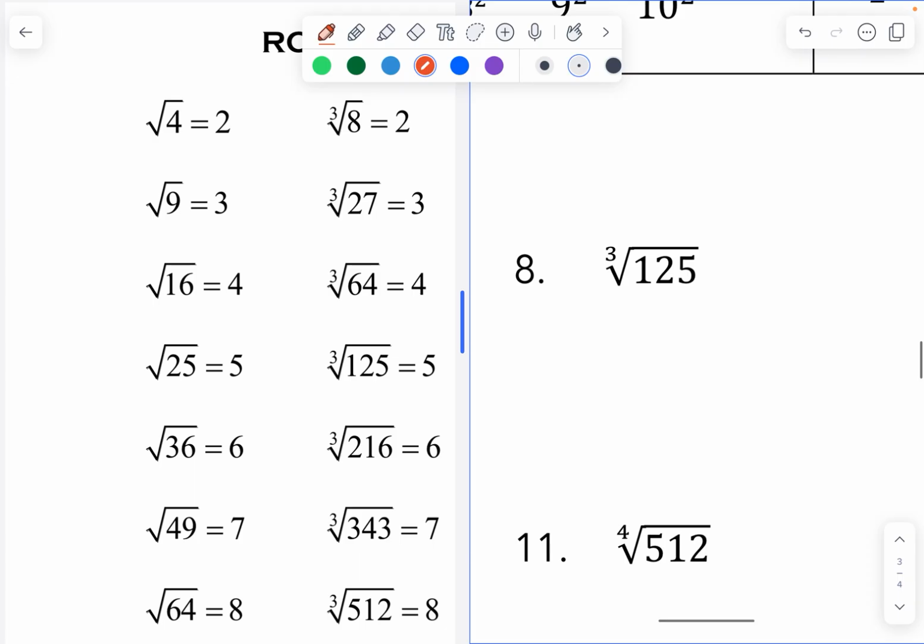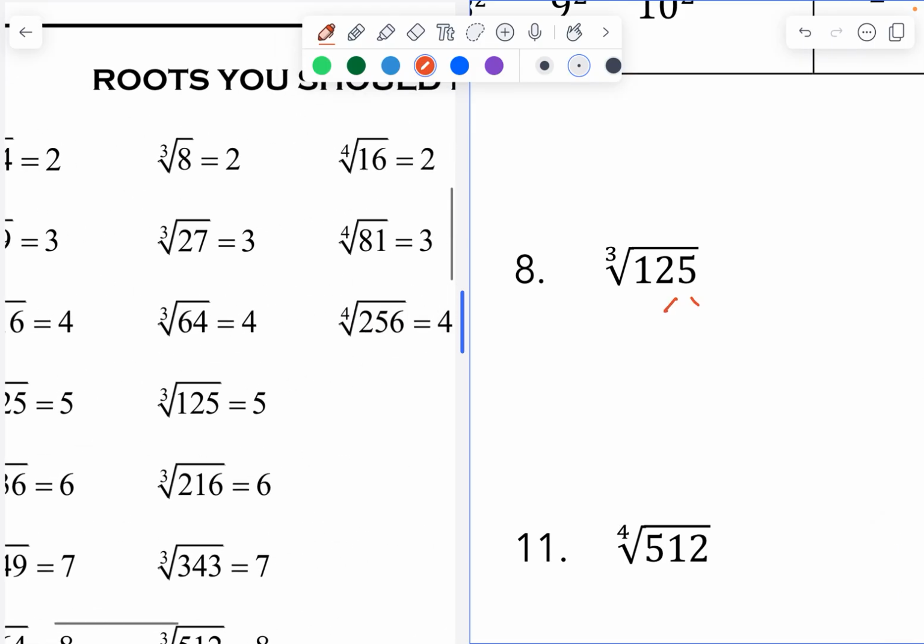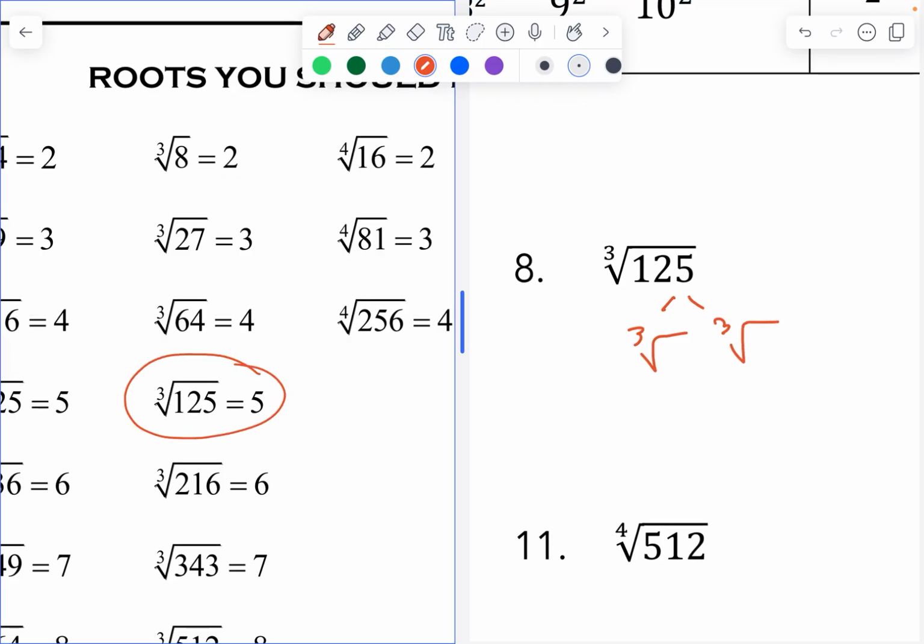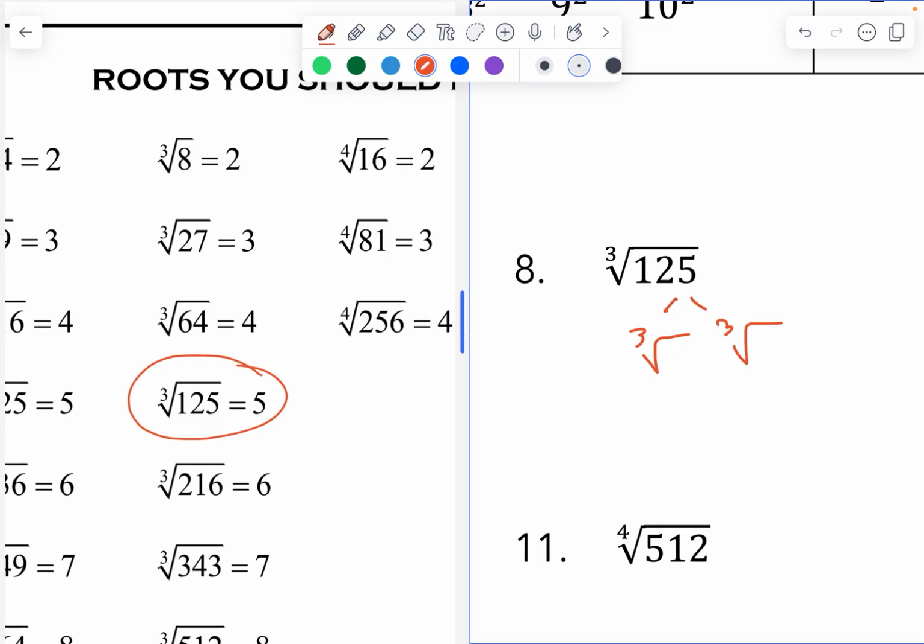Okay, number 8, same thing, but this is the cube roots. Now, before you just do this, if you notice in the list, that is a perfect cube. So I don't need to break that into 2. It's just a nice answer. It's 5. That's it.